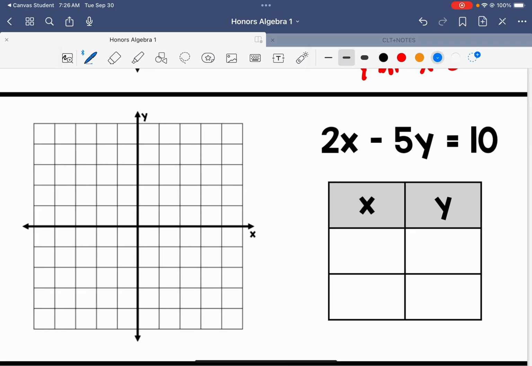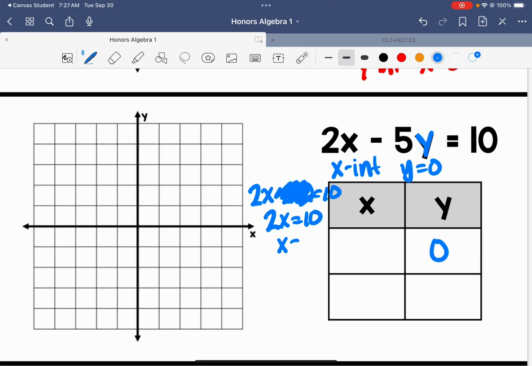All right, so remember, x-intercept, let's see how you did, is y equals 0. So now I'm going to put in 0 where y is. So this is going to be 2x minus 5 times 0 equals 10. Well, the whole 0 term goes away, and I'm left with 2x equals 10. So x equals 5. So I'm going to go to 5. 1, 2, 3, 4, 5, which is at the very end here.